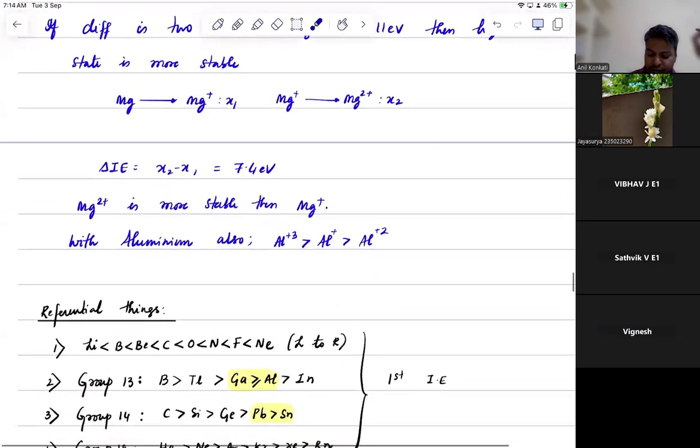In case of aluminum, the same logic, if you check out for aluminum, it is Al plus 3, then plus 1, and then plus 2. Okay. This is the stability order. This is not ionization order. Remember, ionization will always be greater for higher oxidation states. Okay.